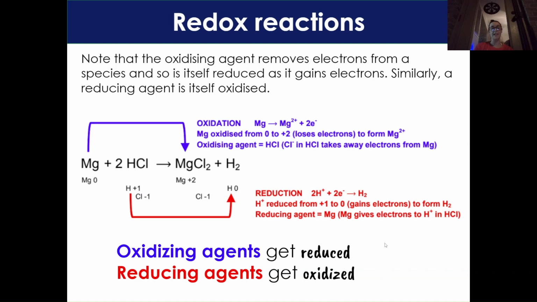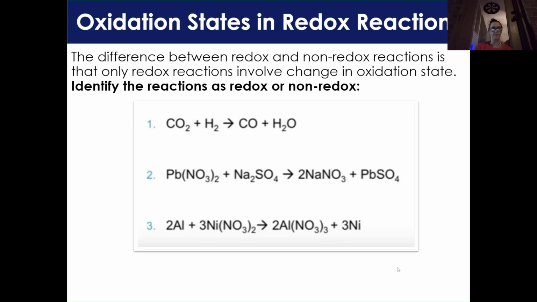So the oxidizing agent gets reduced. So the thing that gets reduced is hydrogen in the hydrochloric acid. So hydrochloric acid is the oxidizing agent and magnesium is the reducing agent because the magnesium is the thing that's getting oxidized.